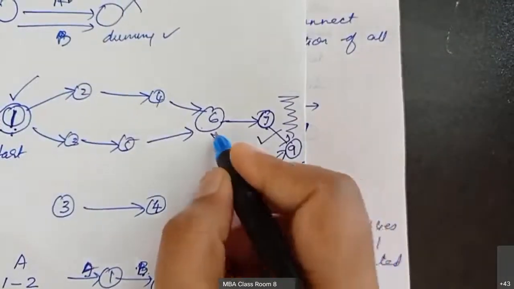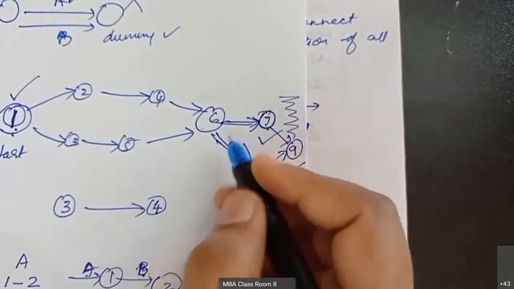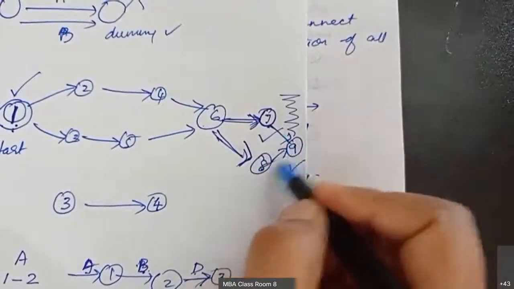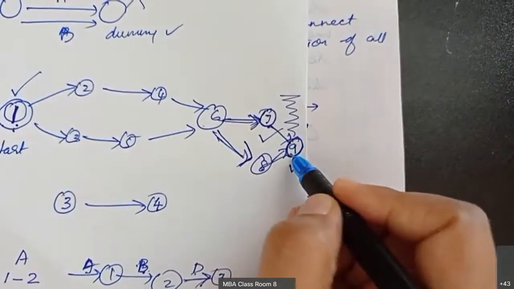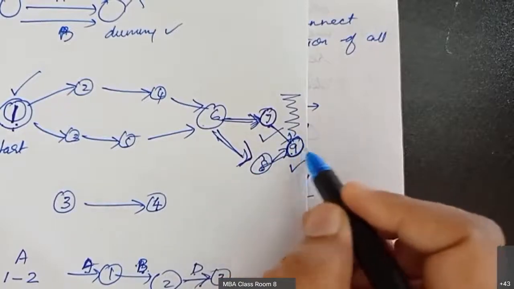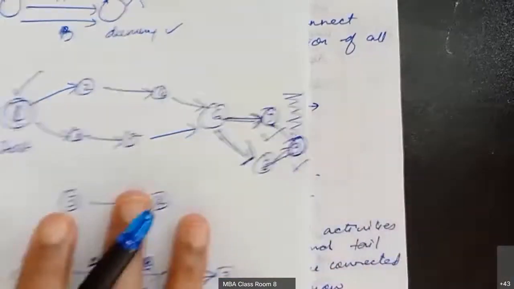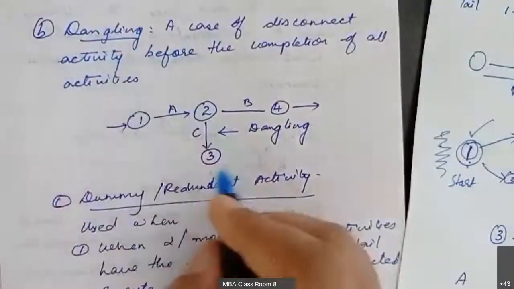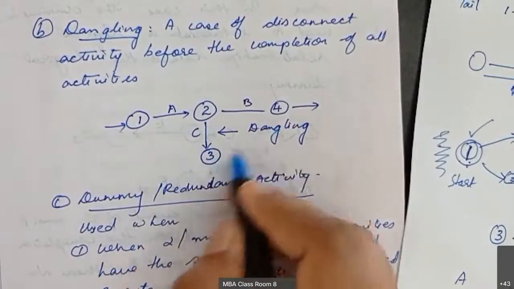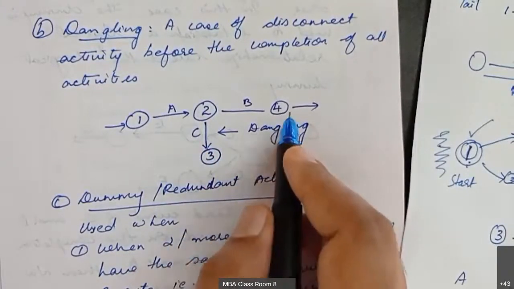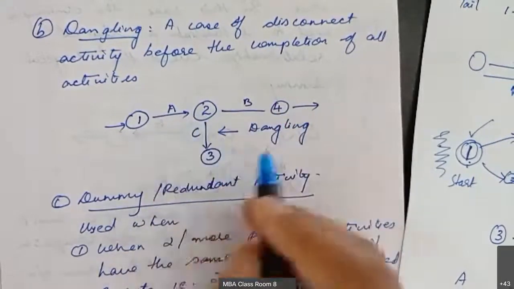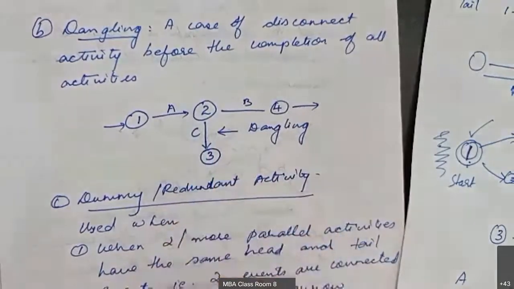If there are two activities forming two separate branches, at the end we have to connect these to a single completion node, that is 9. If a single completion node is not made in this network, then it is called a dangling node. It just hangs out there. So this has to be connected to the fourth one, and then we should have one single completion node. If we don't have a single completion node for the entire diagram, then it is called a dangling error.